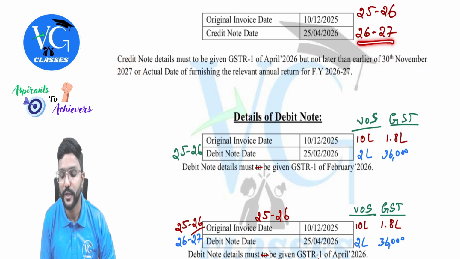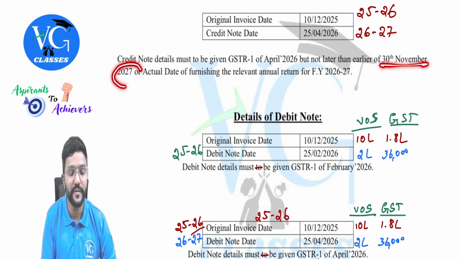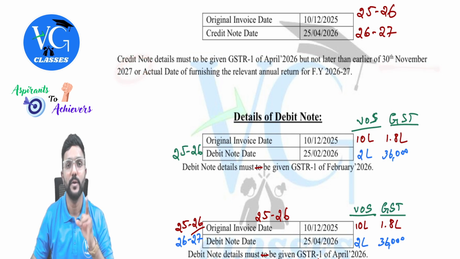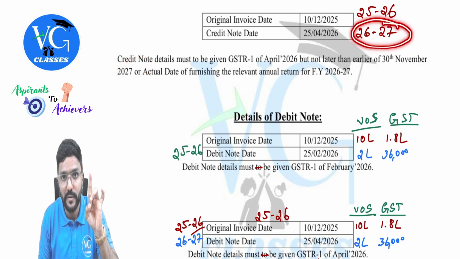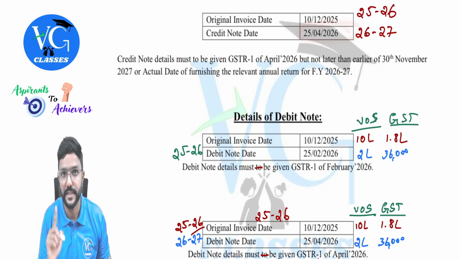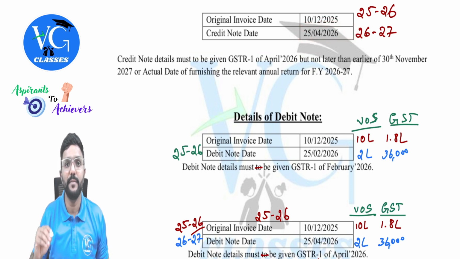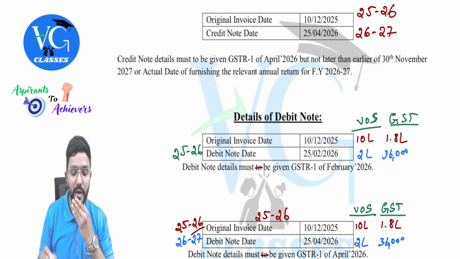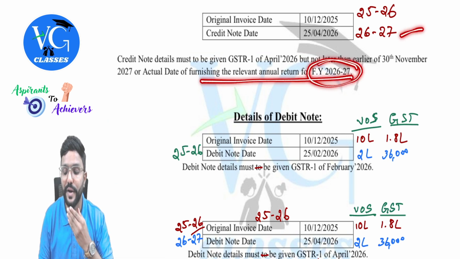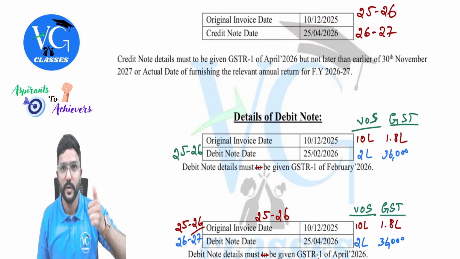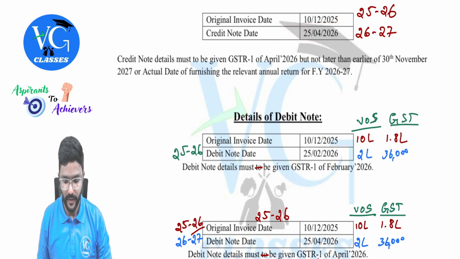Please be careful. The credit note is issued in 26-27. Correct. So we need to take 30th November of next financial year. That is the financial year 27-28, which is the 30th November 27. Hope you're understanding. The credit note is issued in the financial year 26-27. Okay, because it is in April 2026. Please be careful. So we have time to give the details of credit note till when? 30th November of next financial year, or actual date of furnishing the annual return for 26-27. That is the year in which credit note is issued. Got it? Yes. Okay, fine.